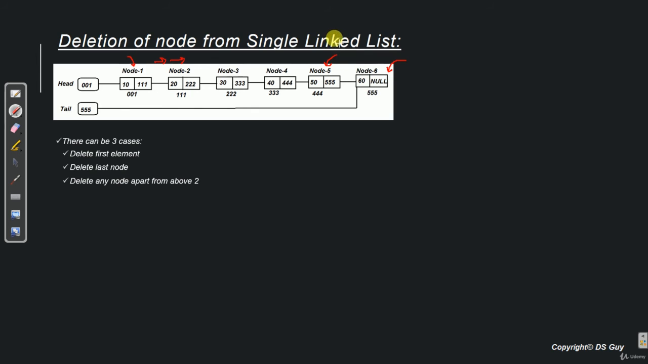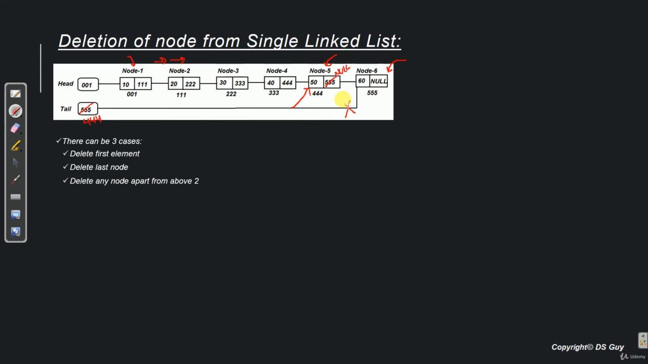So what we do is update the reference part of node 5 with null. Why null? So that this indicates that there are no more nodes after this node. So node 5 becomes the last node. The next thing that we have to do is update tail, because tail always points to the last node of the list. So we have to update it to 444. So this link over here gets destroyed and tail will start pointing to node 5.